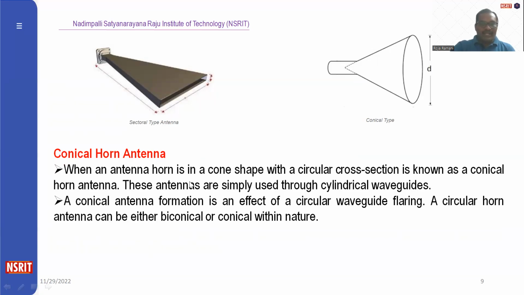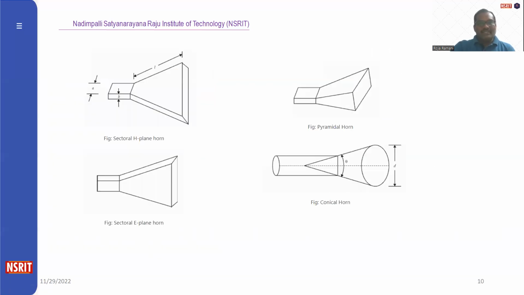Conical horn antenna. When an antenna horn is in a cone shape with a circular cross section, it is known as a conical horn antenna. These antennas are simply used with cylindrical waveguides or circular waveguides. A conical antenna formation is an effect of circular waveguide flaring. A circular horn antenna can be either biconical or conical in nature.